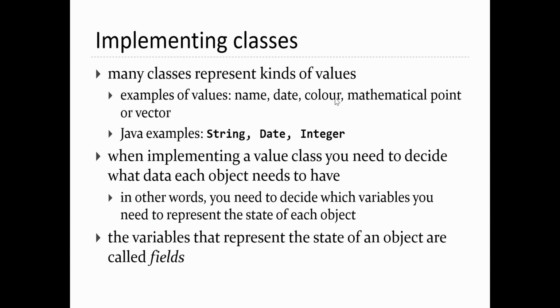Now when you make one of these classes, you have to decide: I want objects of this class to represent some kind of value, so what variables does each object need in order to represent this thing that I'm trying to implement? The variables that you define that represent the state of an object are called fields in Java. That's the Java term for this. The object-oriented programming term is attribute, which you'll often see in Python programs. There are many other object-oriented programming languages, and the general term is attribute. Java calls them fields.